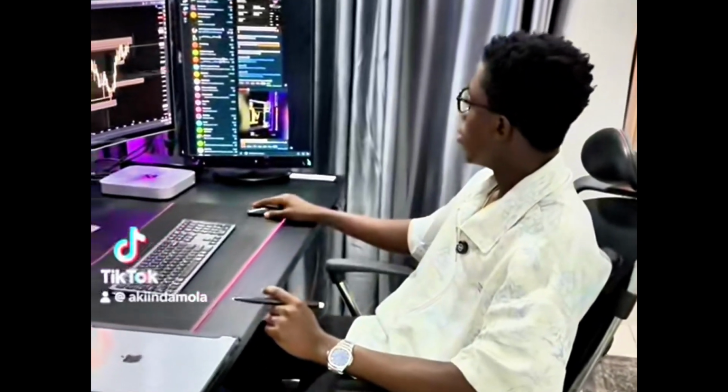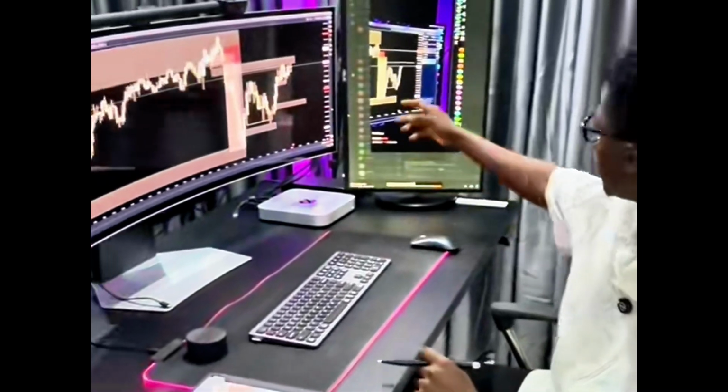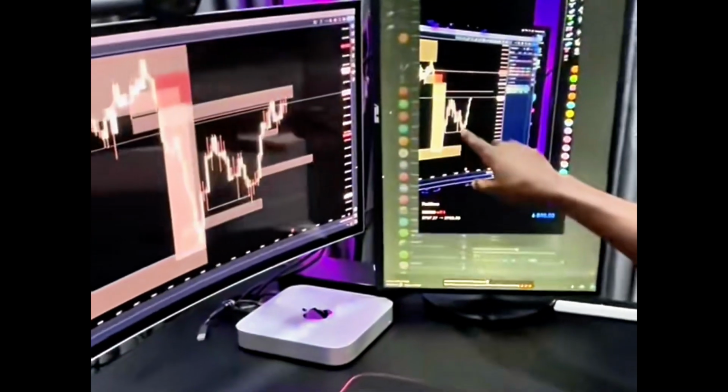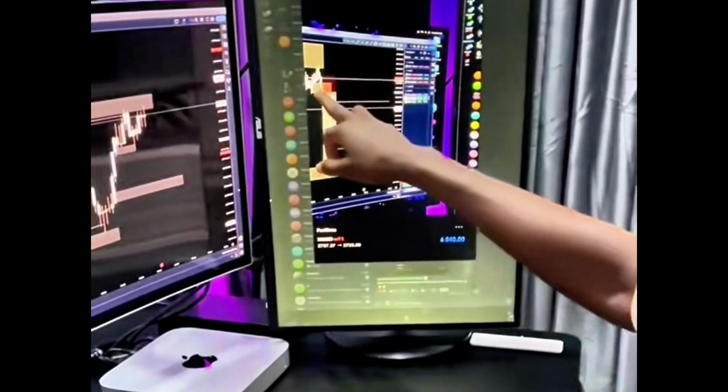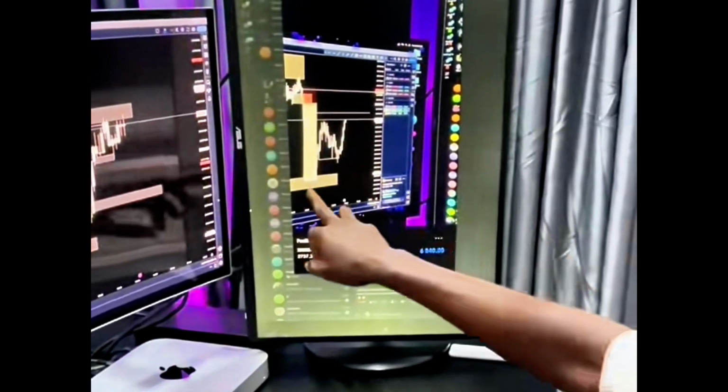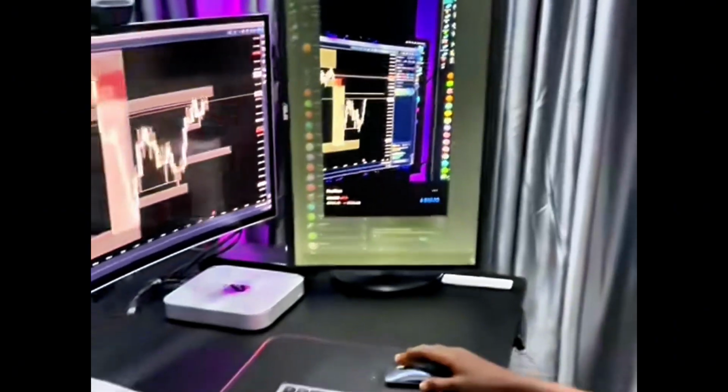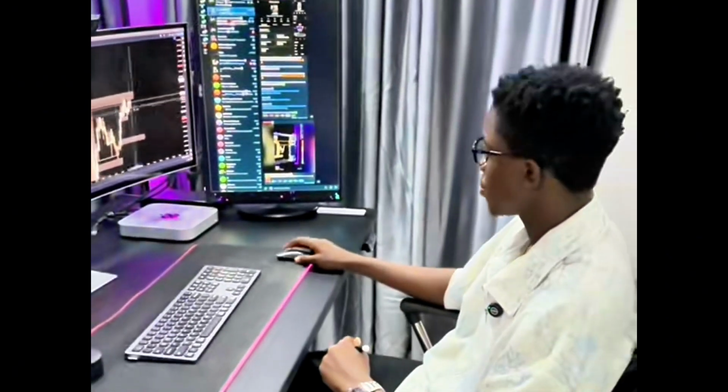So what up, guys? I want to do a very quick breakdown of this gold trade that I took today. And you can see I shared it with my people on my Instagram. I took this sell from here and I got out from here. So now let's do a very quick breakdown of it.